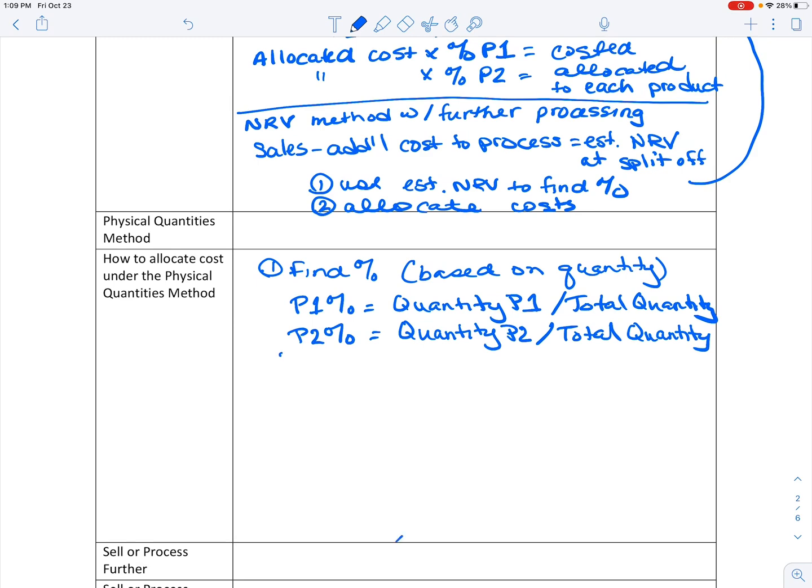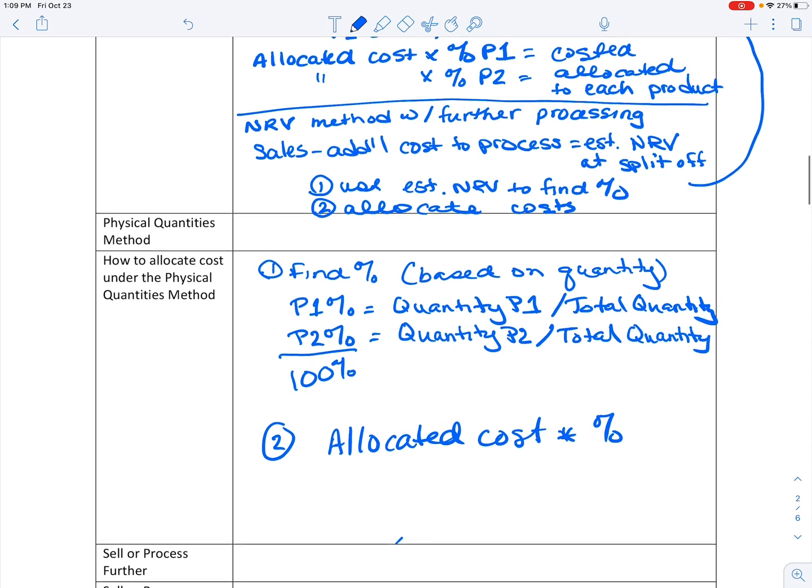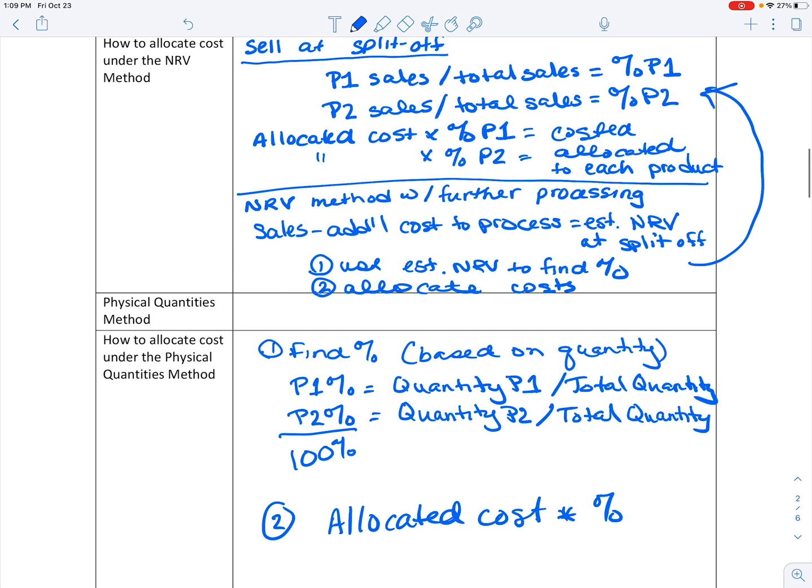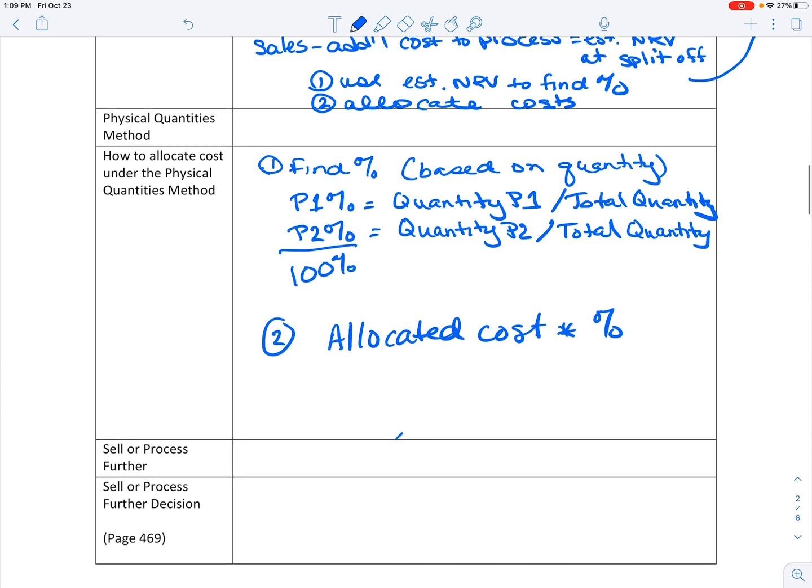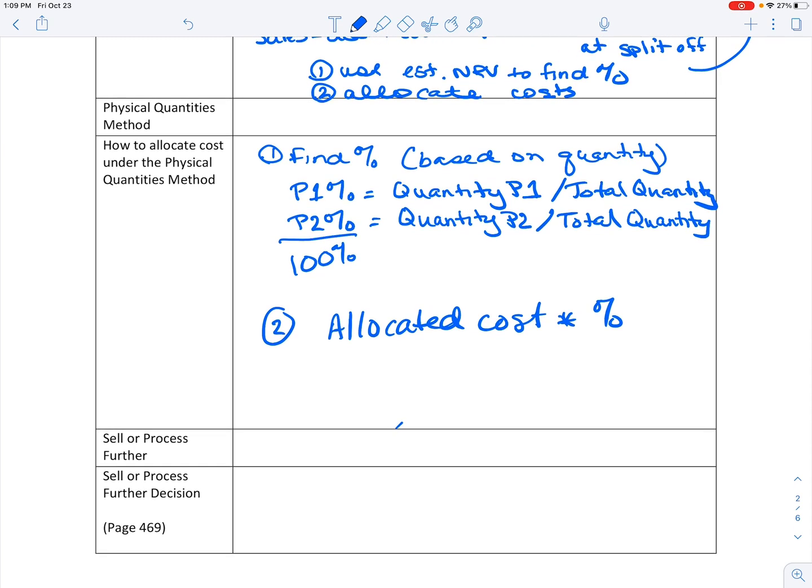One thing you should always make sure of in all of these problems is that your percentages always equal 100%. If they don't, we did something wrong in those calculations and you want to go back and take an extra look at that. The second thing again is to allocate costs based on that percentage, by applying that percentage to each product. So those are the different methods we're looking at.